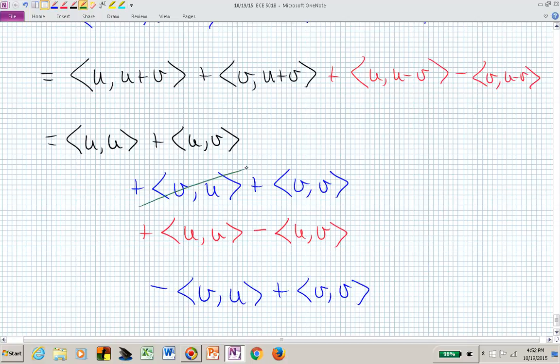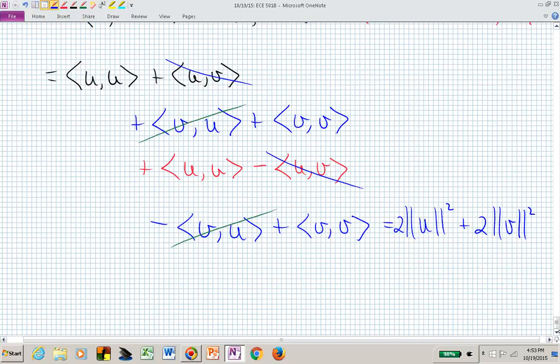And I see that this one cancels that one. And I have a u with v inner product canceling. And what am I left with? I'm left with 2 u's and 2 v's, so that's actually what I wanted. I now have u squared, 2 of those, plus 2 of v squared. Or I now have 2 times u squared plus v squared.